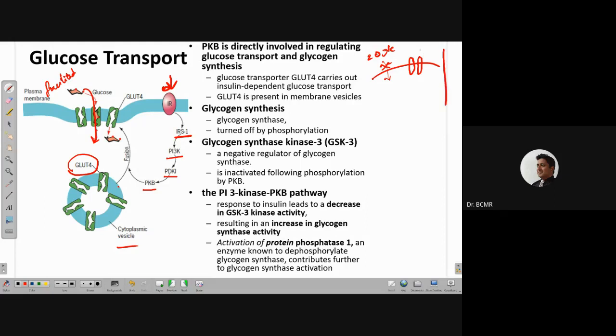You have 20 outside and assume that there are 0 inside. So the gradient is high concentration on the outside and low concentration in the cytoplasm. Assume that 10 glucose molecules entered inside, and then there is 10 here. Now what is the gradient? There is no gradient. It's the same, right? And it is not active transport, so there will not be any further movement. It's in equilibrium.